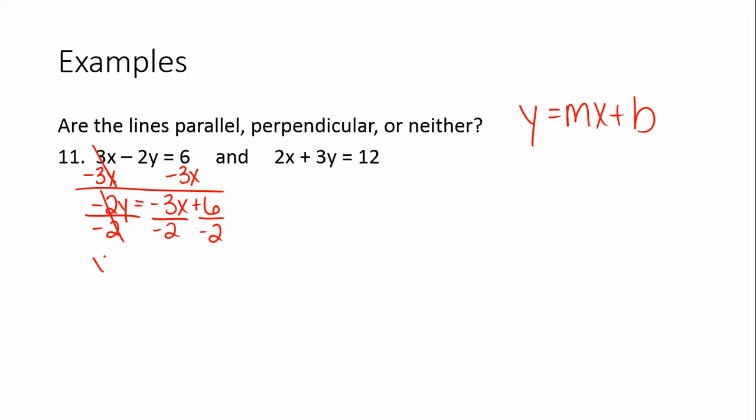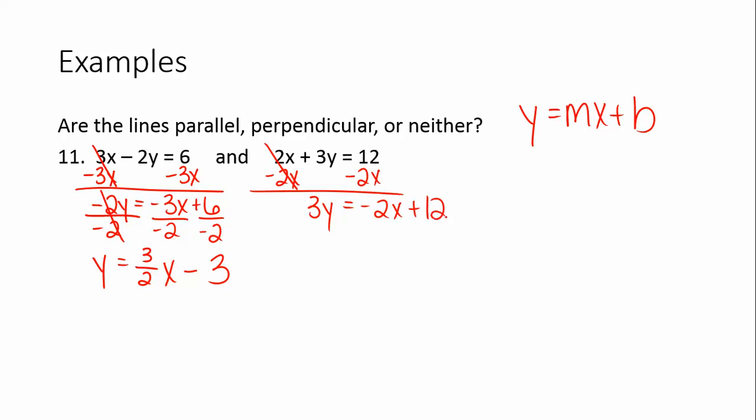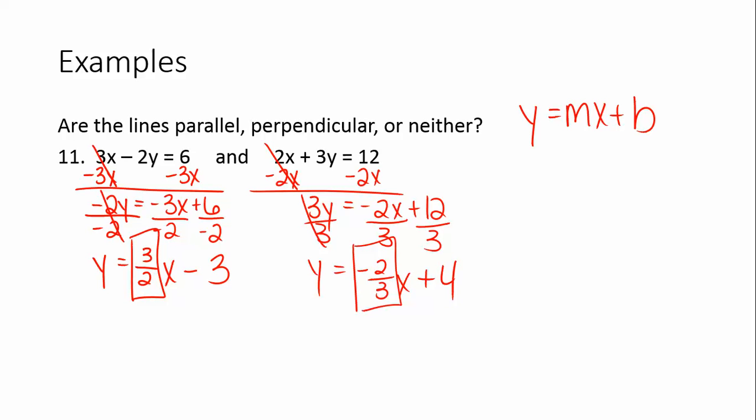This is why it's important to understand that a negative divided by a negative is actually a positive. So we get 3/2 x minus 3. And on the right equation, we subtract 2x. We get 3y equals negative 2x plus 12. Divide by 3. And we get y equals negative 2/3 x plus 4. And again, we're focusing on the slopes. We do have numbers that are opposite in sign, and they are reciprocals, so we're perpendicular.